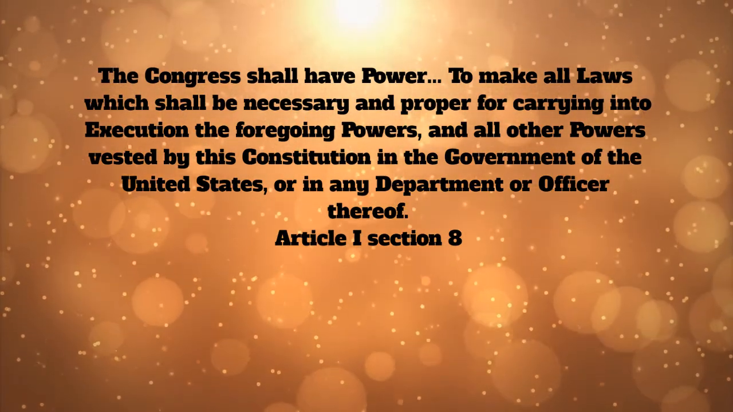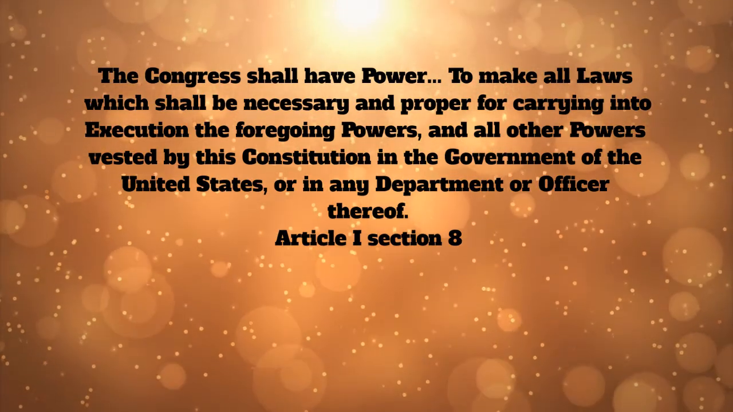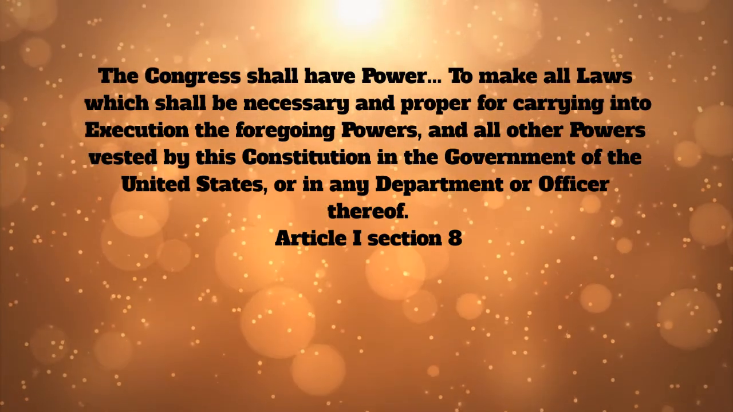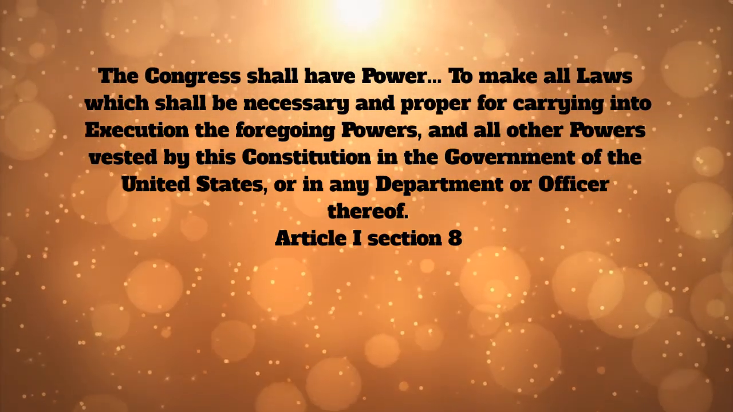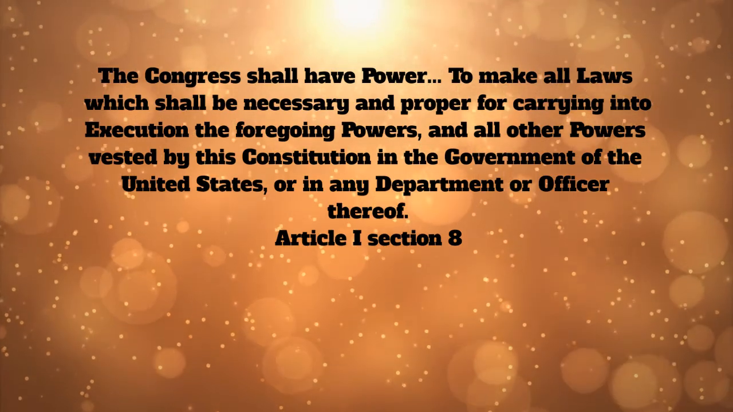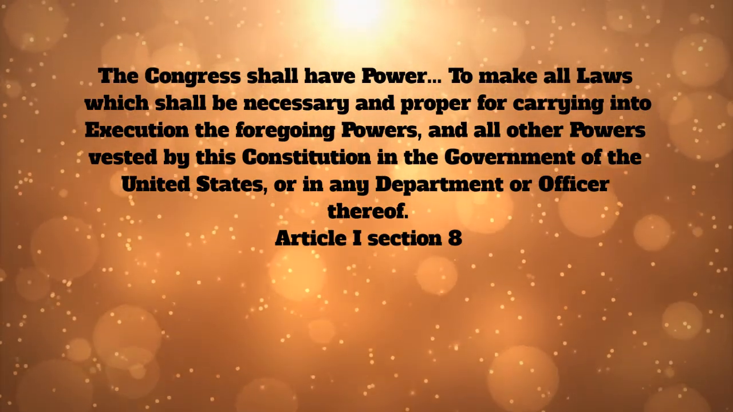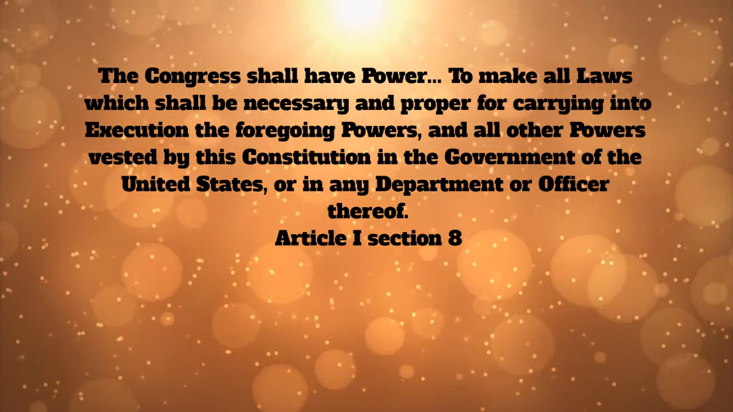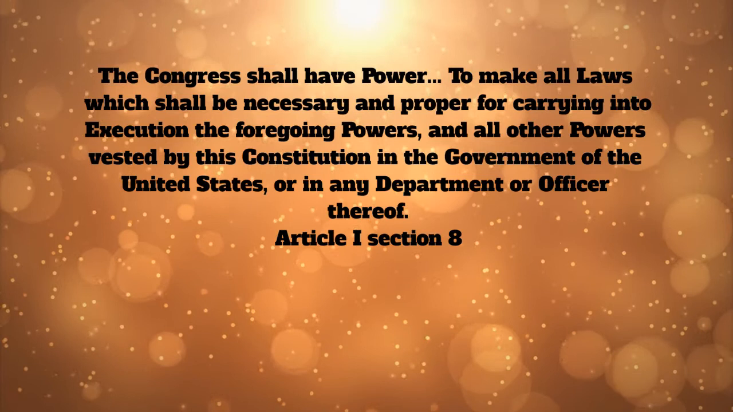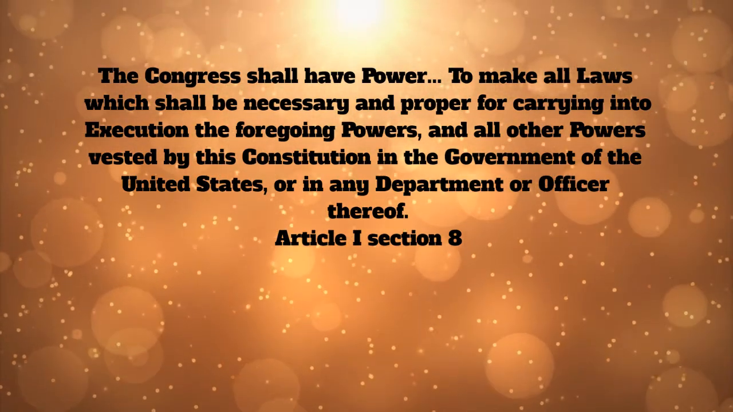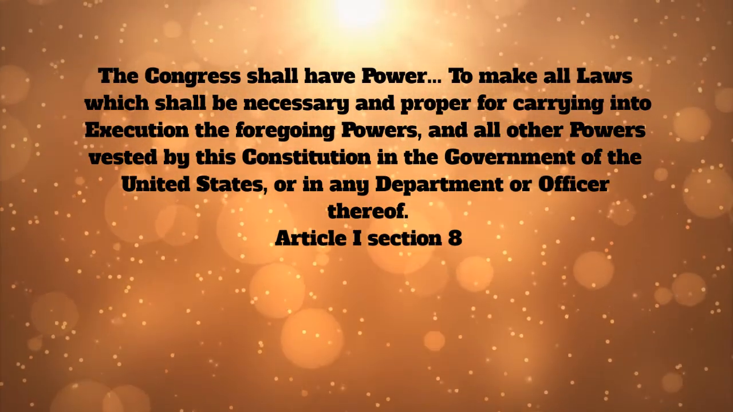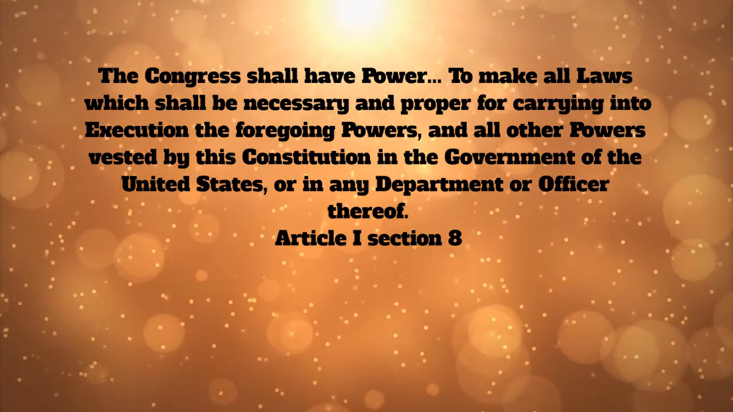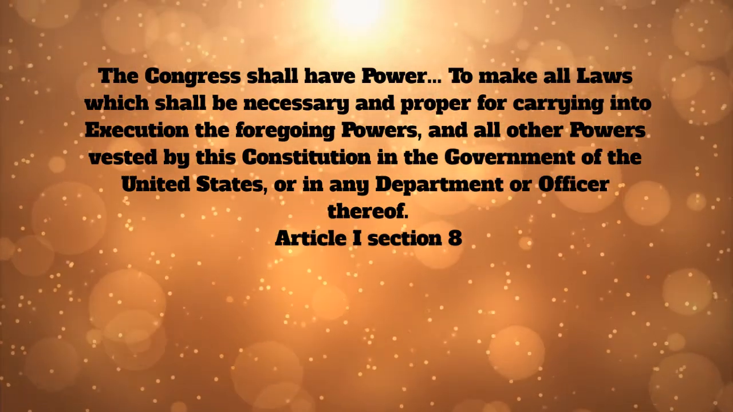So let's break this down piece by piece. That first part says to make all laws which shall be necessary and proper. This means Congress can make laws that might be necessary. That means they might be demanded for some particular reason. It says for carrying into execution the foregoing powers. So this means to carry into effect. That word foregoing means everything we just listed before in Article 1, Section 8 up to this point. All of those powers, you have the ability to pass a law that helps you carry out one of those powers that's already been listed.